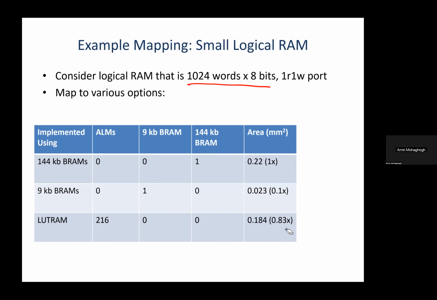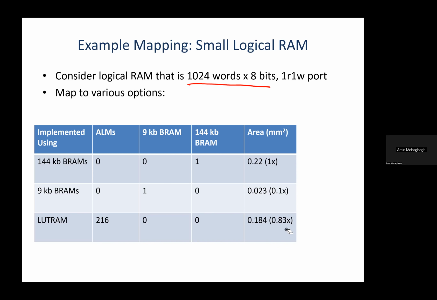Basically what this chart shows you is if you take a little logical RAM and you map it to a big physical RAM, it's not that efficient, right? In silicon area, it's not a great fit. And vice versa. Take a large logical RAM, map it to a whole bunch of little LUT RAMs, pretty inefficient. So that's one thing you're trying to avoid, right?